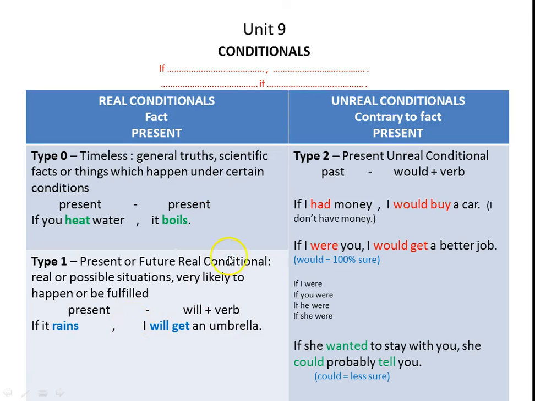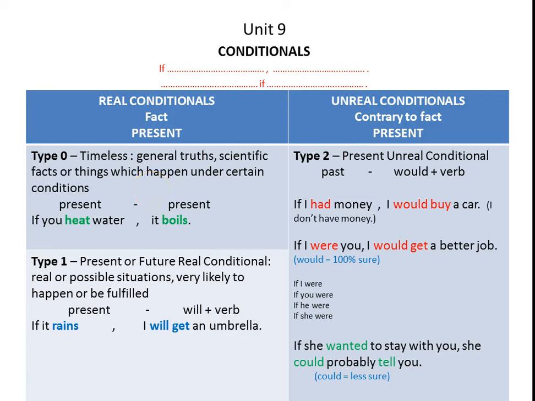Let's continue with Unit 9. We have conditionals. To understand unreal conditionals, we need to know what real conditionals are, both in the present form. Type 0, timeless, refers to general truths, present and present. So those facts that are always the same way in nature, like scientific facts.